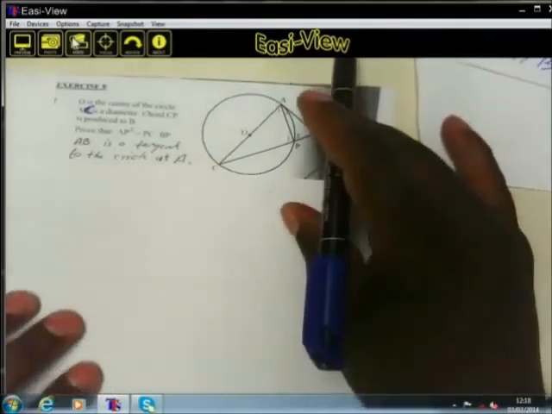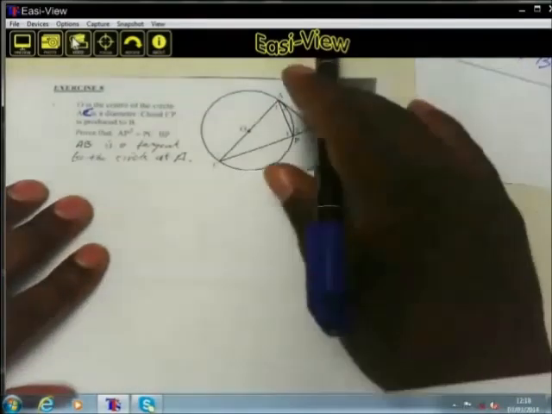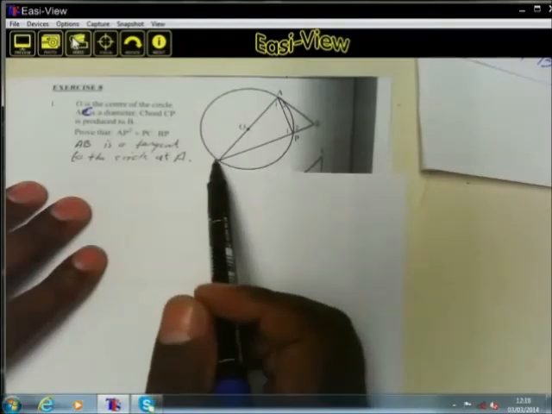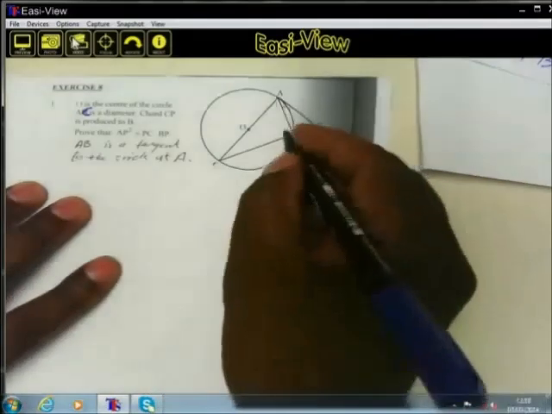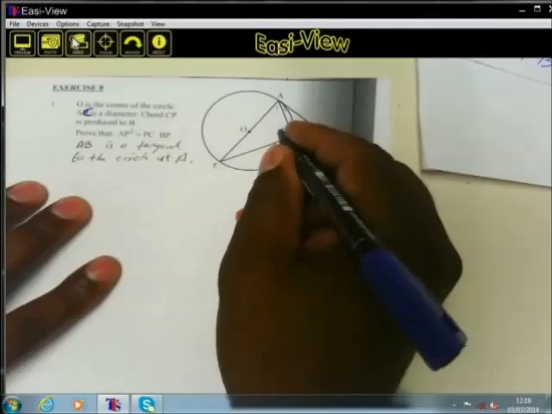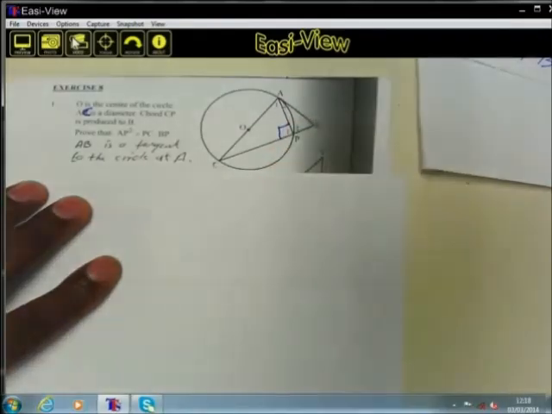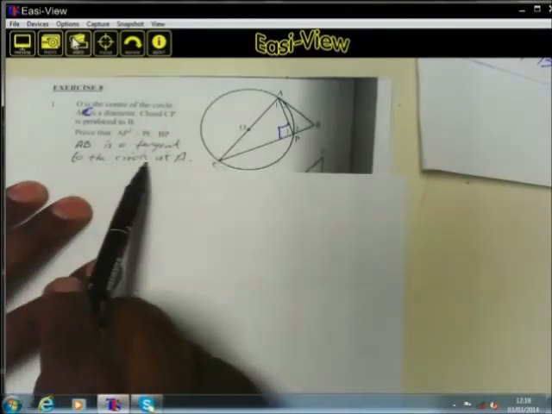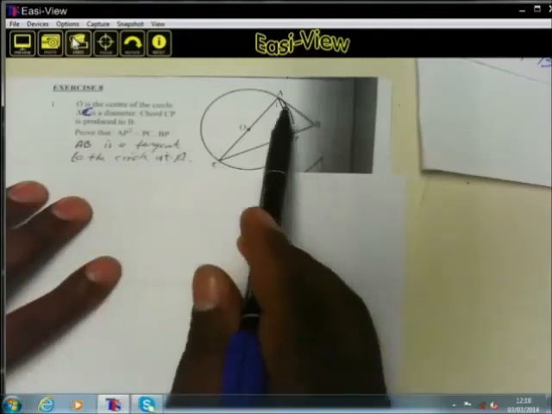Slowly look at it. O is the center of the circle. AC is a diameter, and if AC is a diameter, you already know that this angle must be 90 degrees. That angle is P1. Angle P1 must be 90 degrees because it's an angle subtended by a diameter. Chord CP produced to B. AB is a tangent to the circle at A.